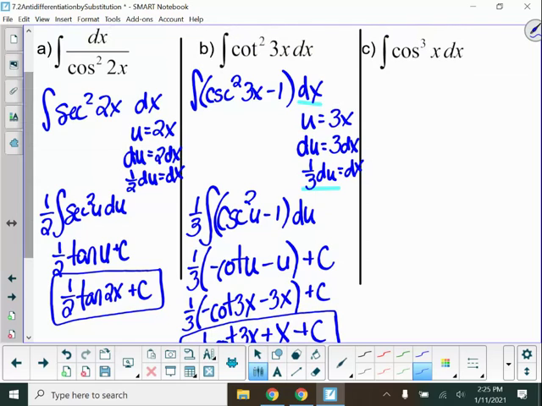Okay, so the integral of cosine cubed of x dx. I can't let u equal cosine, because if you take the derivative of cosine, you're going to end up with a sine, and I don't have a sine. And I can't let it equal the whole cosine to the third power, because that would be 3 cosine squared. But I am going to break this up a little bit. So cosine cubed is the same thing as cosine squared times cosine.